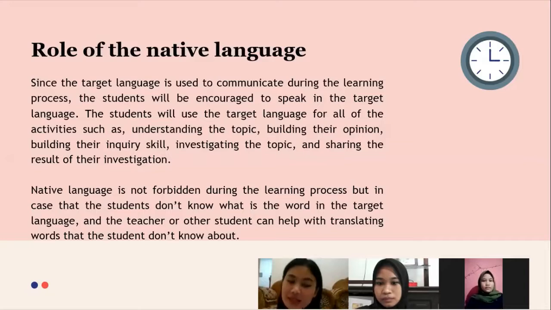The native language is actually not forbidden during the learning process, but in case students don't know the word in the target language, the teacher or other students can help by translating words that the student doesn't know about.